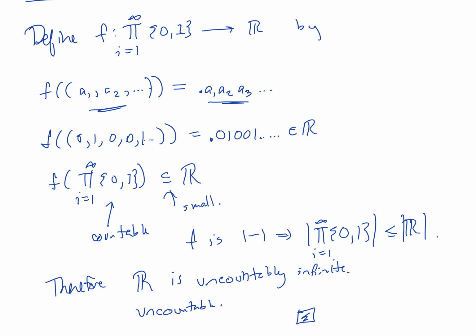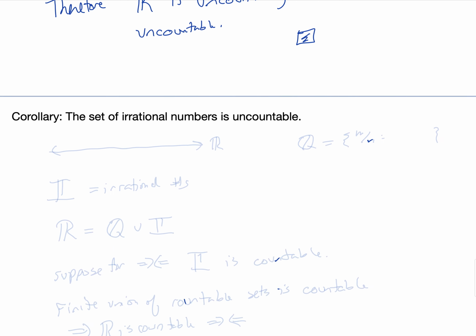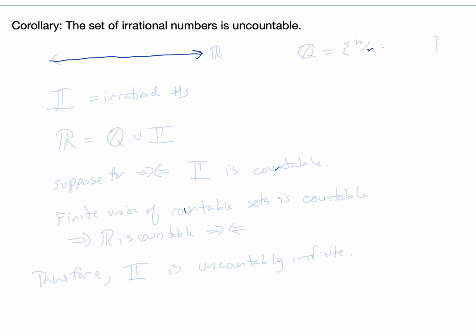A further corollary is that the set of irrational numbers is uncountable. So, we know the real numbers is everything on the real number line. We know that the set of rational numbers is the set of fractions. So the set of irrational numbers, I, we could have a bold-faced I if we want, that is uncountable. How do we know? Well, we know that the real numbers is the union of the rational numbers together with the irrational numbers, right? Every real number either can be represented as a fraction or it cannot.